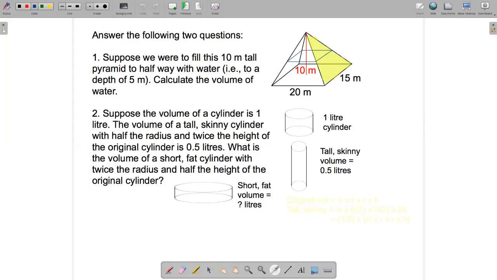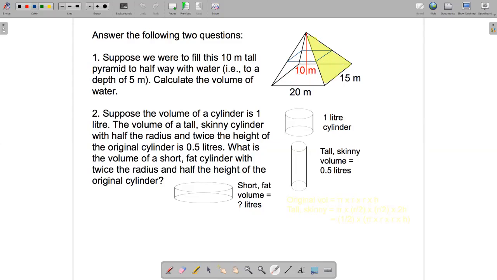Okay, so what I mean is, rather than filling it all the way up to the top, I'm only going to fill it up to 5 meters, and then I'll stop. So the bottom part of the pyramid is going to be filled with water, and the top part will be empty. The question is, what is the volume of the water? All the water that fills up the bottom part of the pyramid, what is the volume of the water?